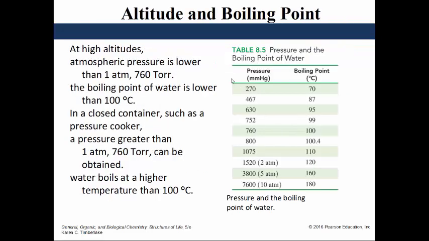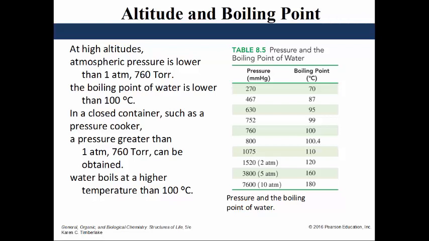Now we'll talk about the boiling point and altitude and how they're related. As you get higher in altitude, the atmospheric pressure will go down, and the boiling point of water will become less than what it would be at sea level. At sea level, at 1 atmosphere, it's going to be 100 degrees Celsius. But the higher you go in elevation, that boiling point goes down. In a closed container, like a pressure cooker, the pressure is greater than 1 atmosphere, and the water will boil at a higher temperature than 100 degrees Celsius.